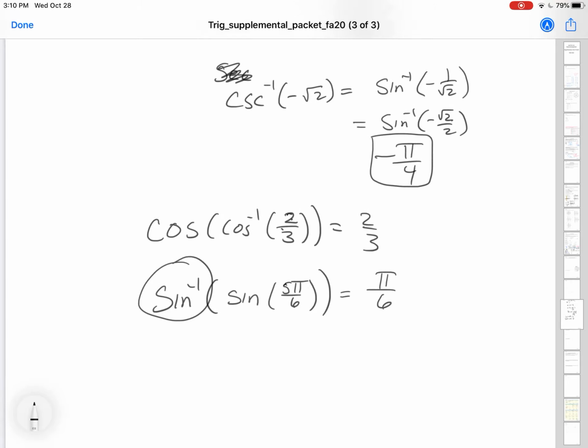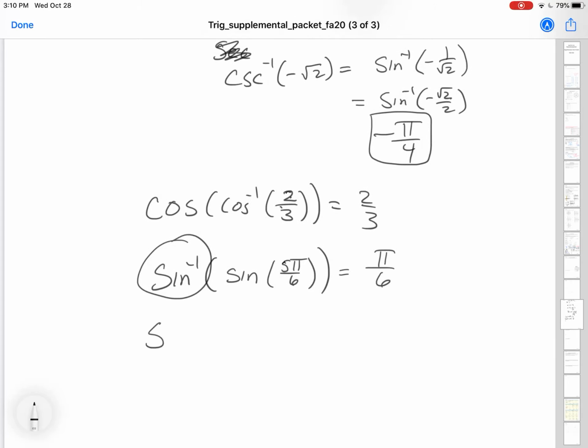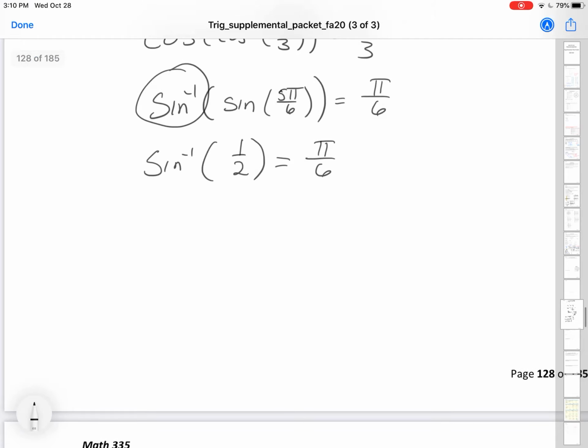Now, the maximum amount of work would be just figure it out. Just take it step by step. Sine of 5 pi over 6, that's a pi over 6 reference angle in the second quadrant. That's positive 1/2. Sine inverse of positive 1/2 is pi over 6. You could step it through like that. But ideally, you would do something like this.